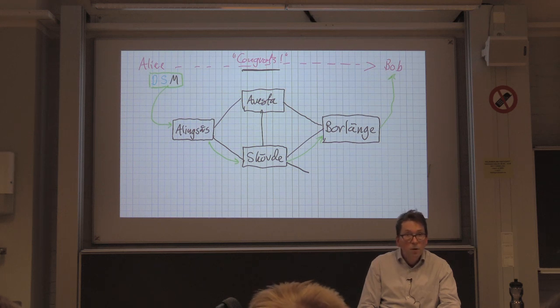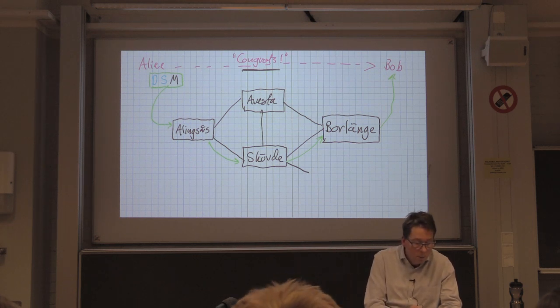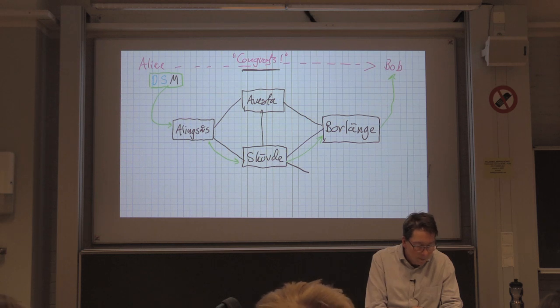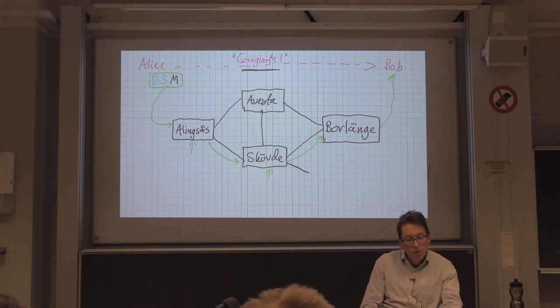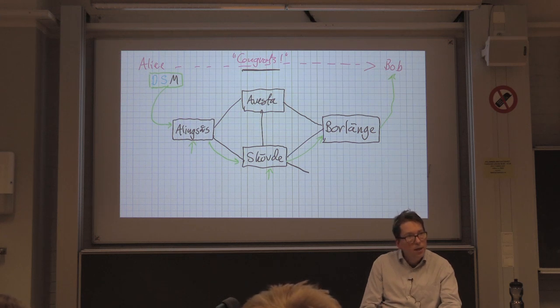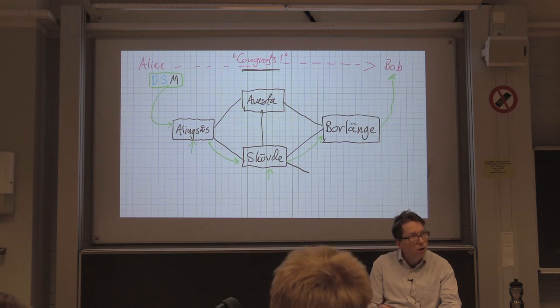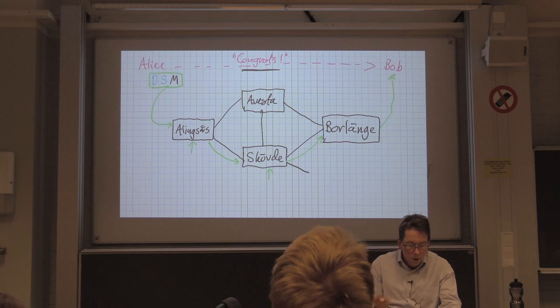Okay, so this is message switching, where at each place the message is received, it's checked for its destination address and then routed towards the general direction of the recipient. Okay.